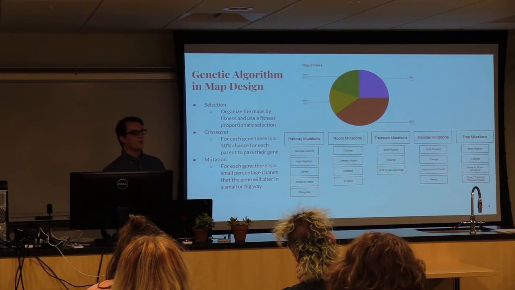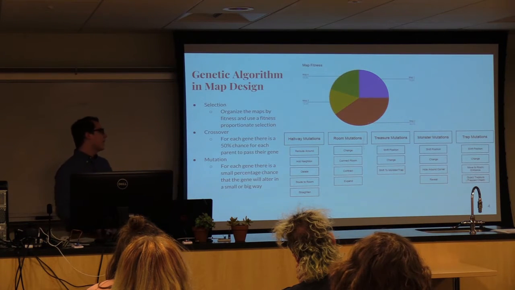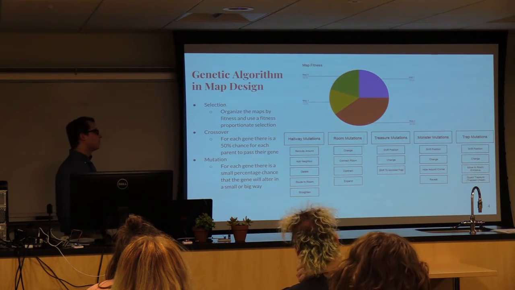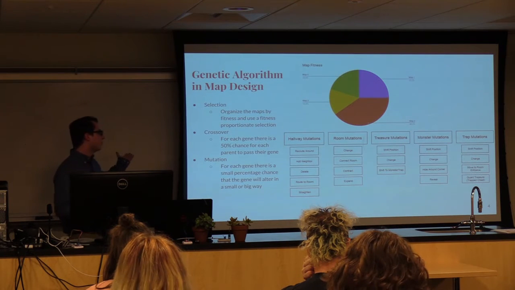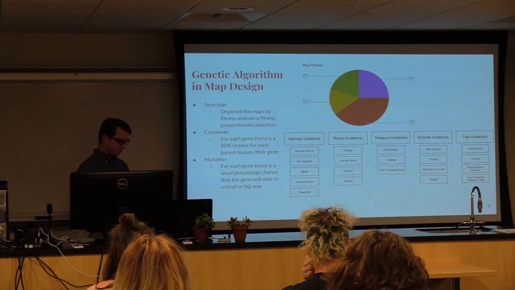Another good example of context-aware would be the room mutations contract and expand. If you expand a room from the center of it, you don't really go anywhere. However, if the cell we are looking at is on the wall of the room, expanding can allow us to make the room grow in a random way, as well as shrink in a random way.